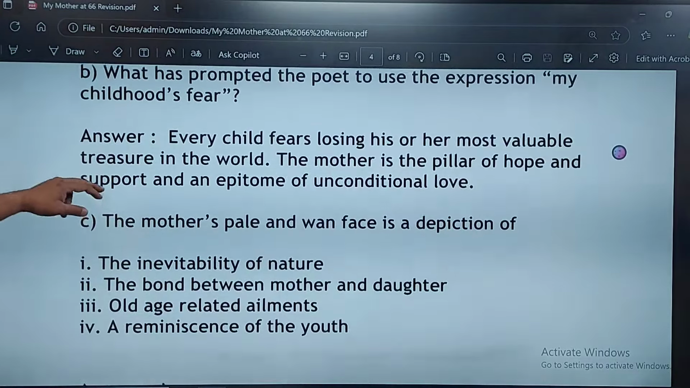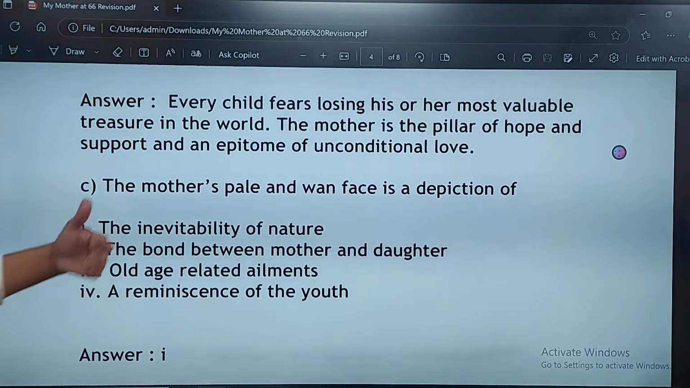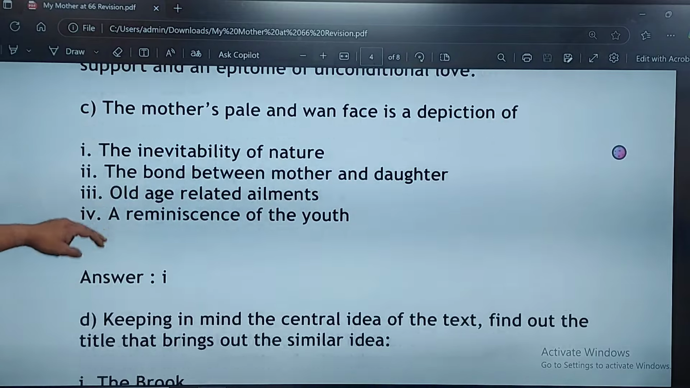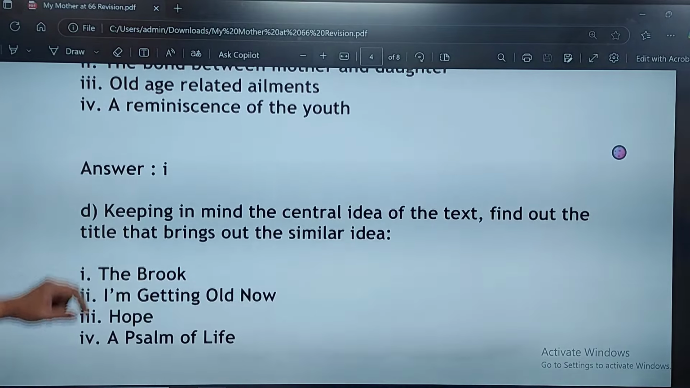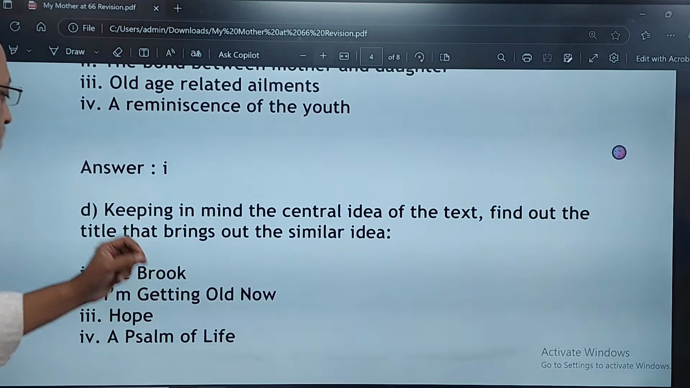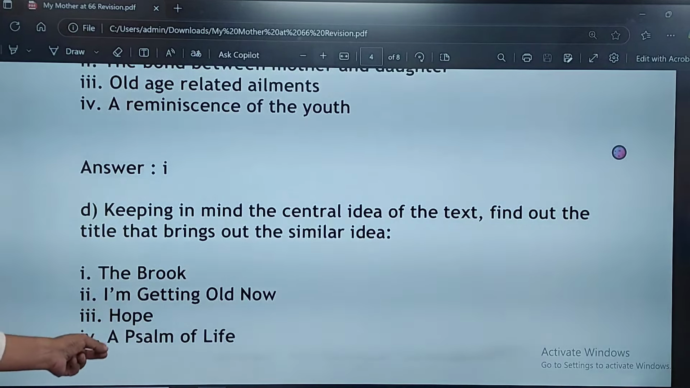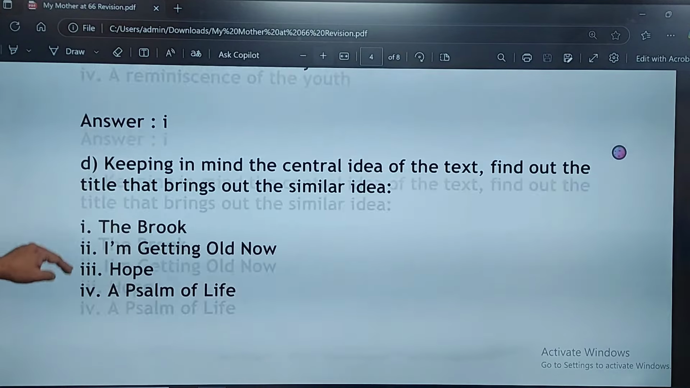The mother's pale and wan face is a depiction of the inevitability of nature, because that's what happens. Aging is part of nature. Keeping in mind the central idea of the text, now this I found an interesting question. Find out the title that brings out the similar idea. The Brook, I'm Getting Old Now, Hope, and A Psalm of Life. This is I'm Getting Old Now.